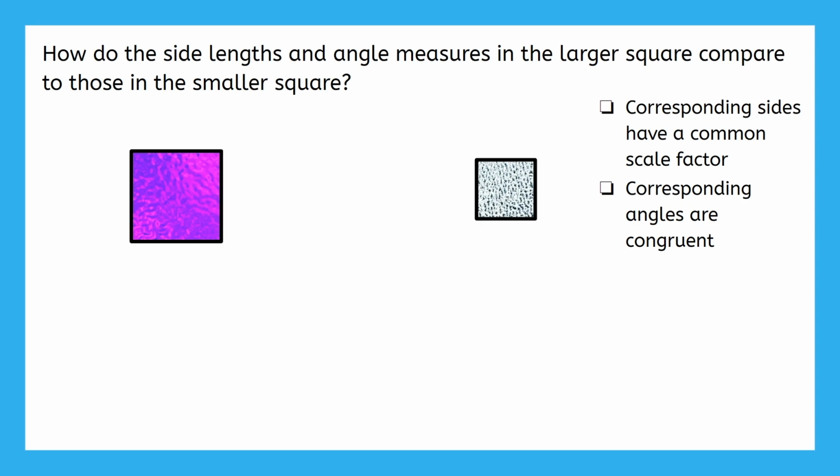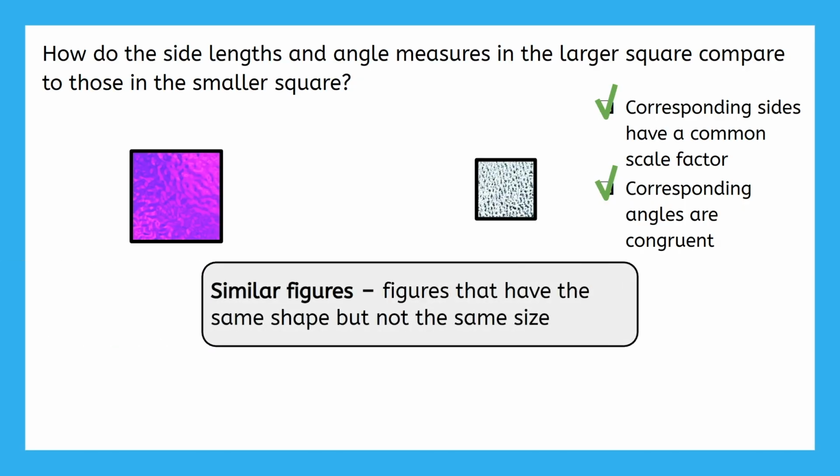Since we're able to verify both these things for these squares, we can say that the squares are similar figures. Similar figures are figures that have the same shape but are not the same size.